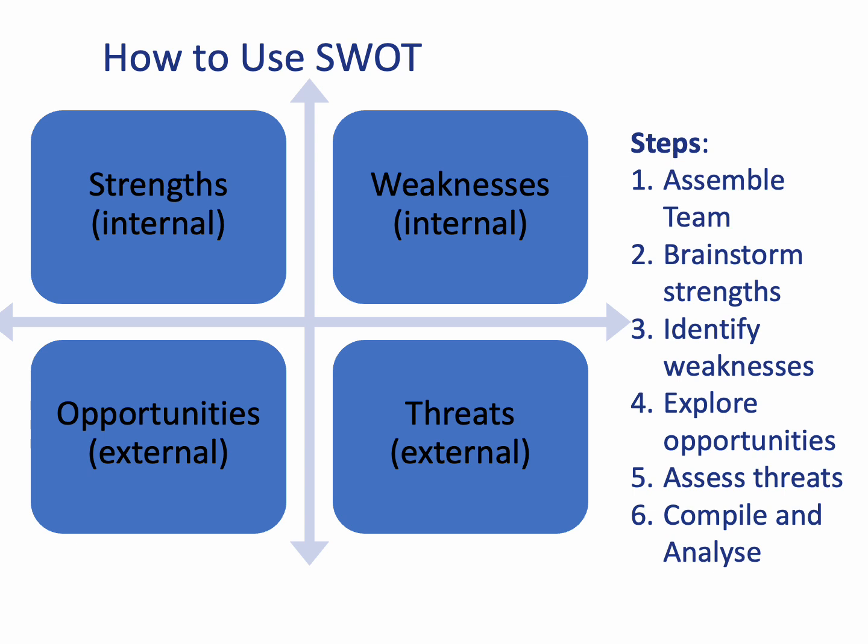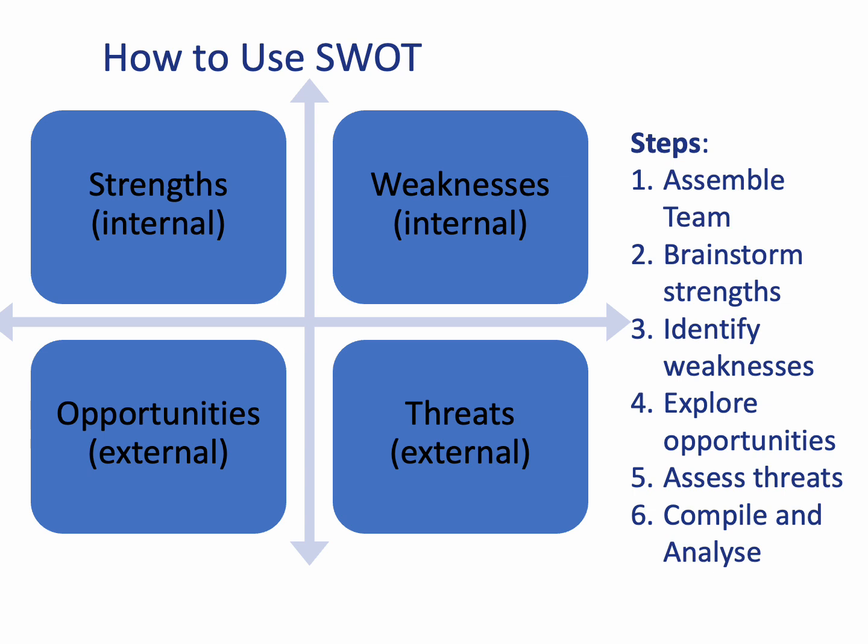Step number 4, explore opportunities. Conduct market research to pinpoint growth potential. Consider trends or partnerships that align with your strengths. For instance, if your brand is known for innovation, explore collaboration with tech firms to enhance offerings. And step number 5 would be to assess threats. Evaluate internal factors that could negatively impact your business. Consider competitive actions, market dynamics, or economic conditions that might pose risks.